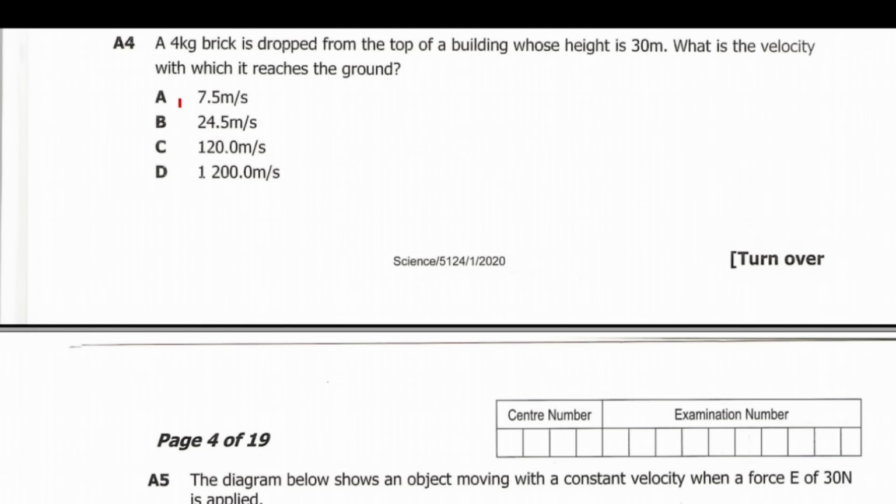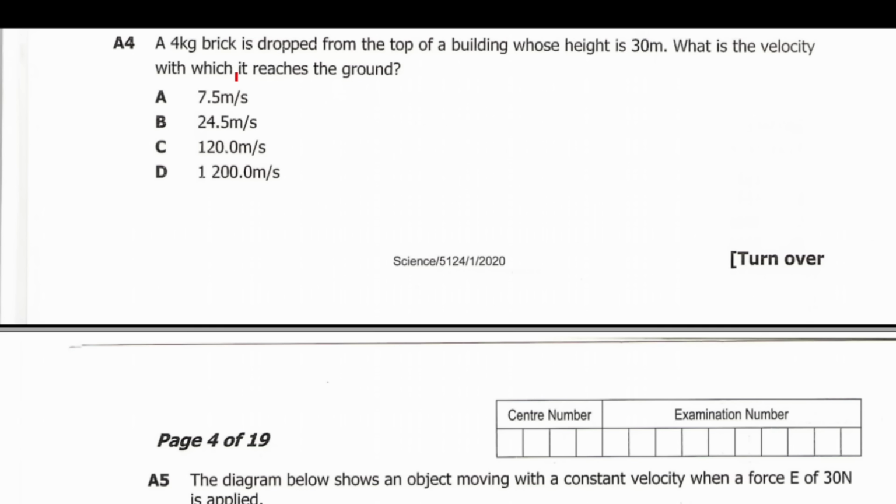Then 4 reads, a 4-kilogram brick is dropped from the top of a building whose height is 30 meters. What is the velocity with which it reaches the ground?